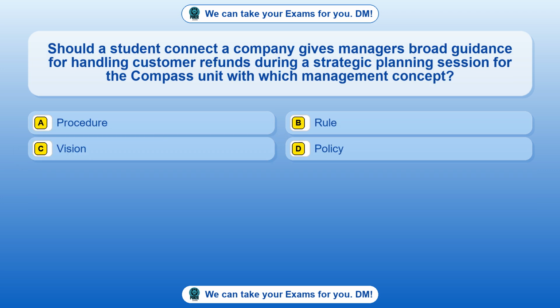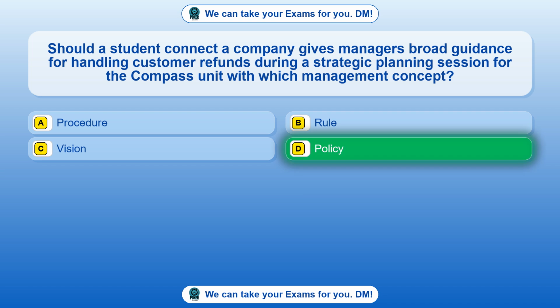Question 36. Should a student connect a company giving managers broad guidance for handling customer refunds during a strategic planning session for the Compass unit with which management concept? Option A, procedure. Option B, rule. Option C, vision. Option D, policy. The correct answer is option D, policy.